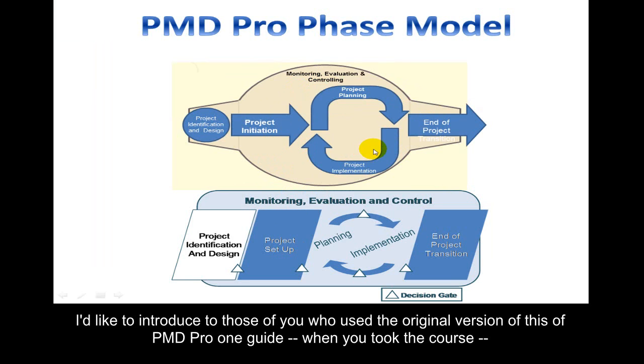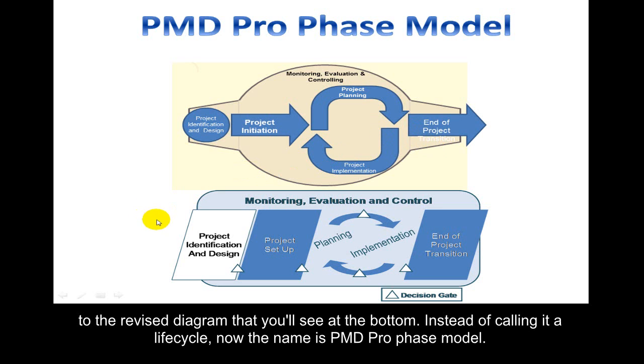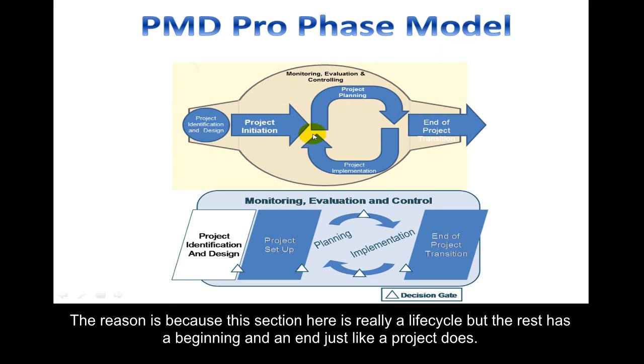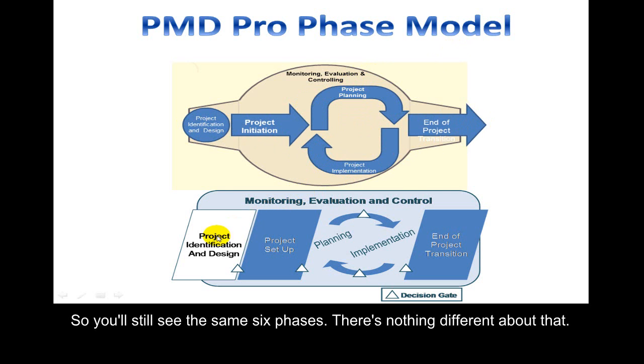I'd like to introduce to those of you who used the original version of the PMD Pro1 guide when you took the course to the revised module that you'll see, the revised diagram that you'll see at the bottom. And instead of calling it a life cycle, now the name is PMD Pro phase model, and the reason is because this section here is really a life cycle, but the rest has a beginning and an end, just like a project does. So you'll still see the same 6 phases, so there's nothing different about that.